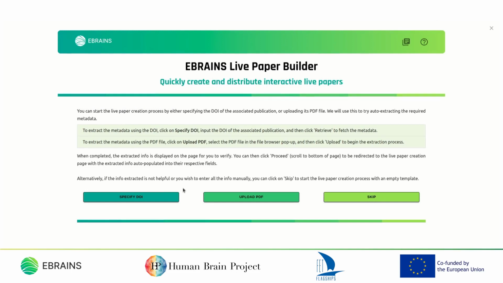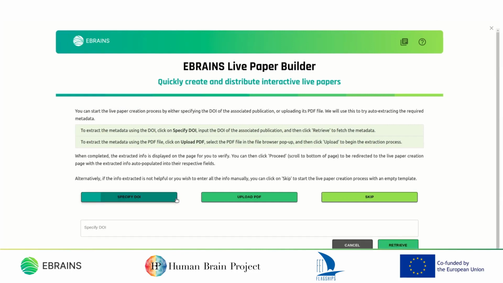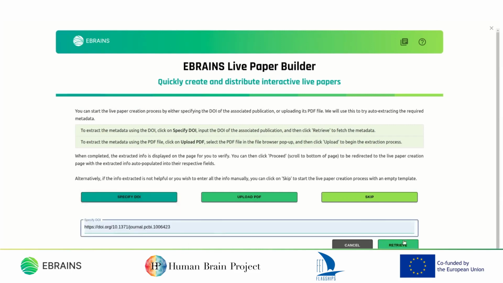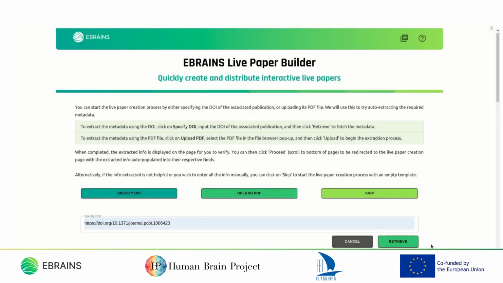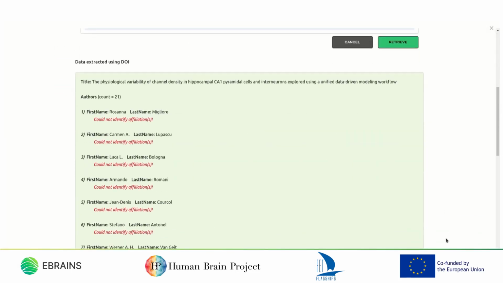The first option is to specify the DOI of the associated publication. The tool would then try to auto-extract all the information available via the DOI. For example, we see here that all the author information is retrieved, but unfortunately the DOI does not return the affiliations.